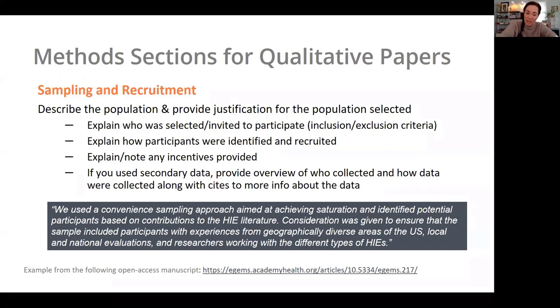We used a convenience sample approach aimed at achieving saturation and identified potential participants based on contributions to the HIE literature. So we selected people who we knew were contributing to the literature. Consideration was given to ensure that the sample included participants with experiences from geographically diverse areas of the US, local and national evaluations, and researchers who were working with different types of HIEs. So we're trying to give a sense of who are the people and how did we identify them. Next slide.